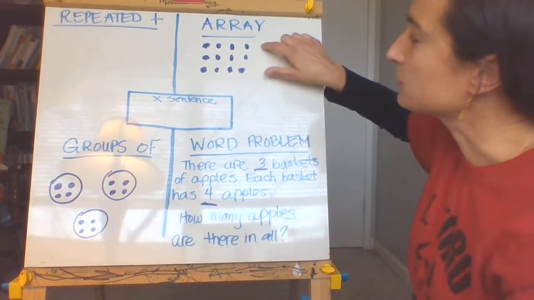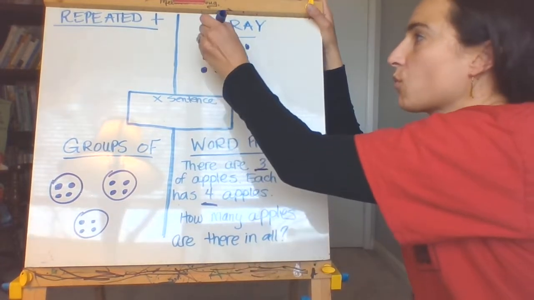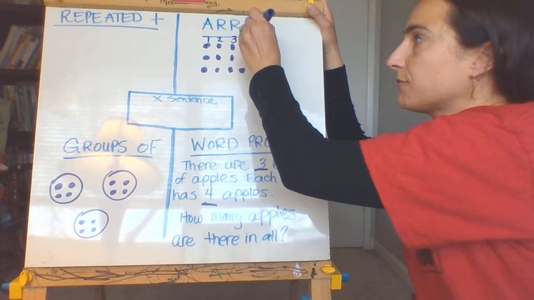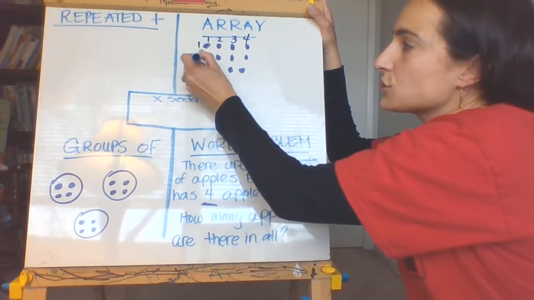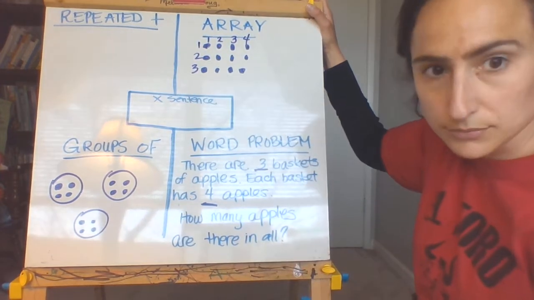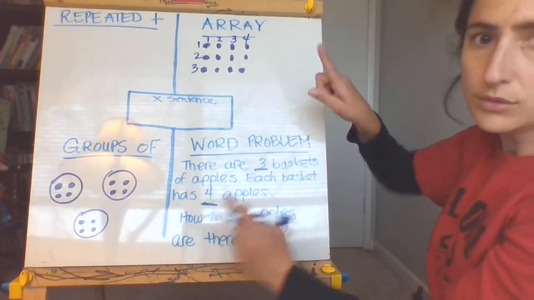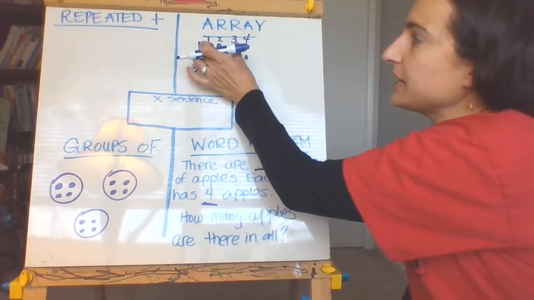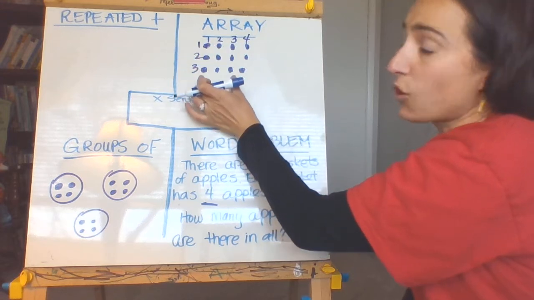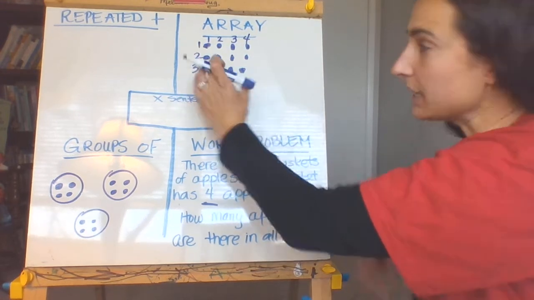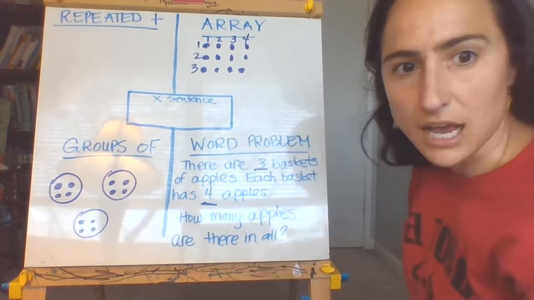Okay, so here's my array. I have 1, 2, 3, 4 columns. I have 1, 2, 3 rows. Okay, and remember, it doesn't have to be for the columns and rows. It can be flipped. It can be 3 columns and 4 down. Okay, so it could go up and down.